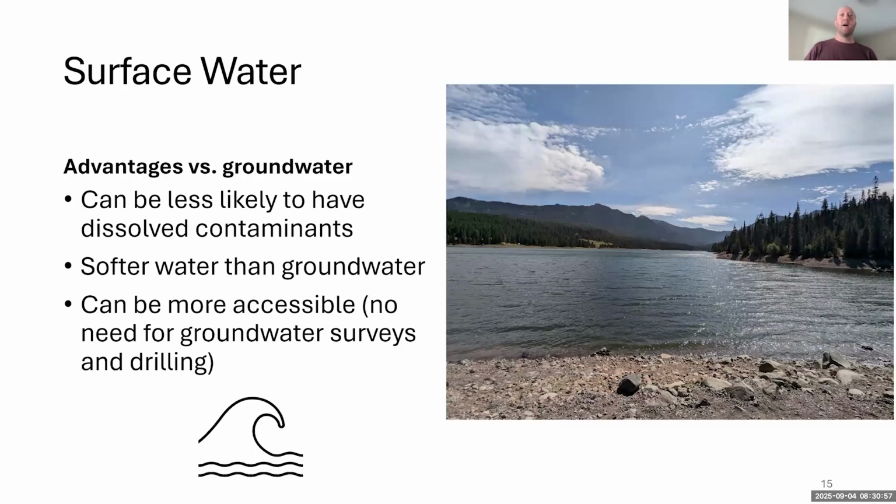Okay, so surface water has some advantages. And this is advantages versus groundwater, so versus an aquifer, which we'll talk about more in a minute. So surface water can be less likely to have dissolved contaminants because it's not flowing through the earth and picking up all these minerals as it flows through the ground. There's probably less dissolved contaminants that we need to treat for. And because there's less stuff dissolved in it, that probably means it's softer water. So versus where groundwater could be harder, this water is probably softer, less calcium and magnesium salts.